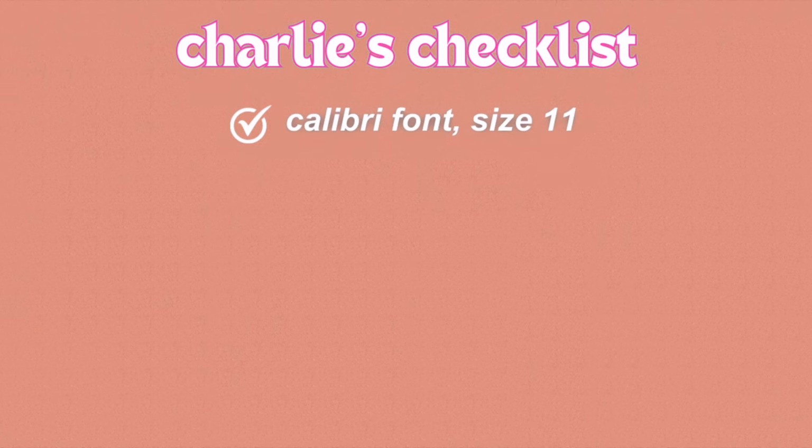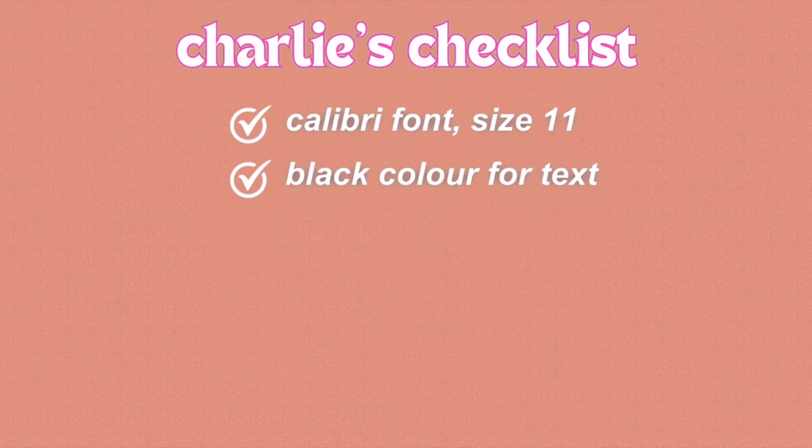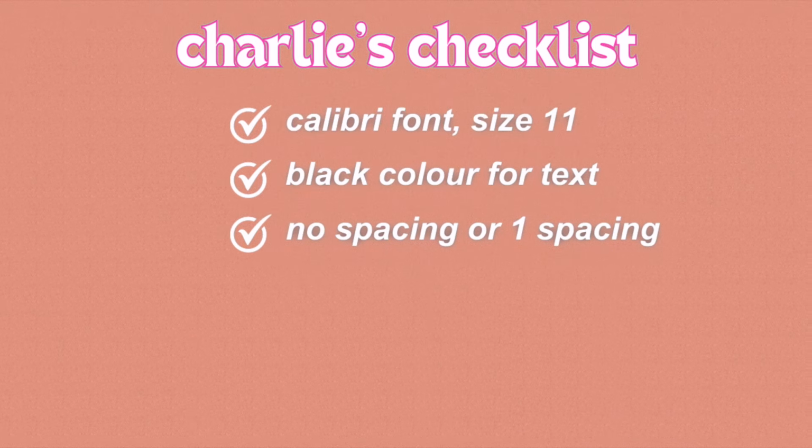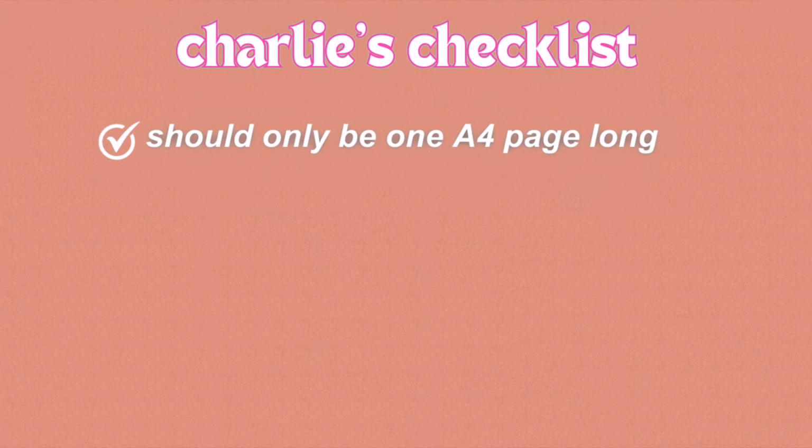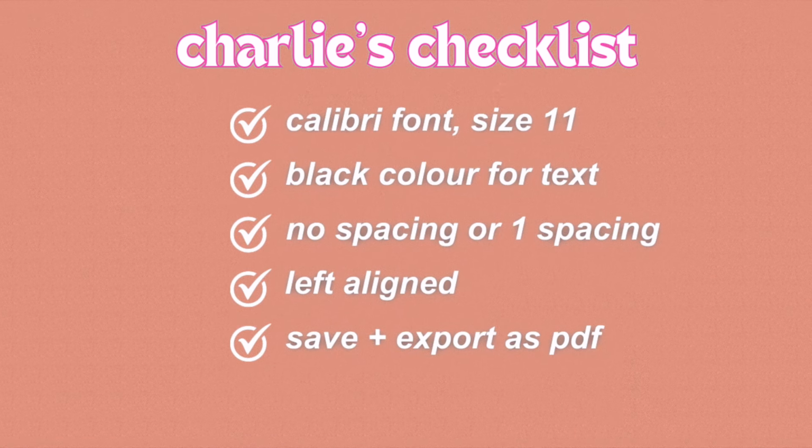ACE recommends that you use Calibri font in size 11. The text has to be black. You can use no spacing or normal for the line spacing, and you want a left aligned or a justified format for this particular document. It also should not be longer than one A4 piece of paper. So you don't want 2 pages, you don't want 3 pages, you just want 1 page. And when you're done, you will need to save the cover letter as a PDF document because ACE will only accept PDF documents for the application process.